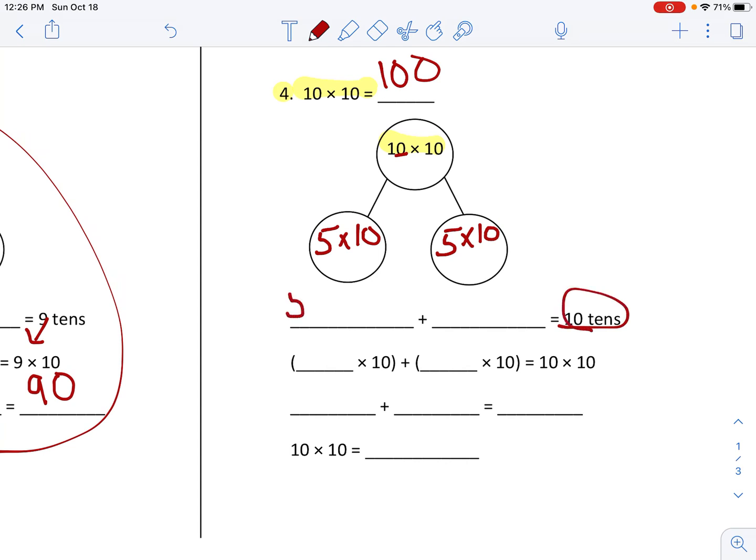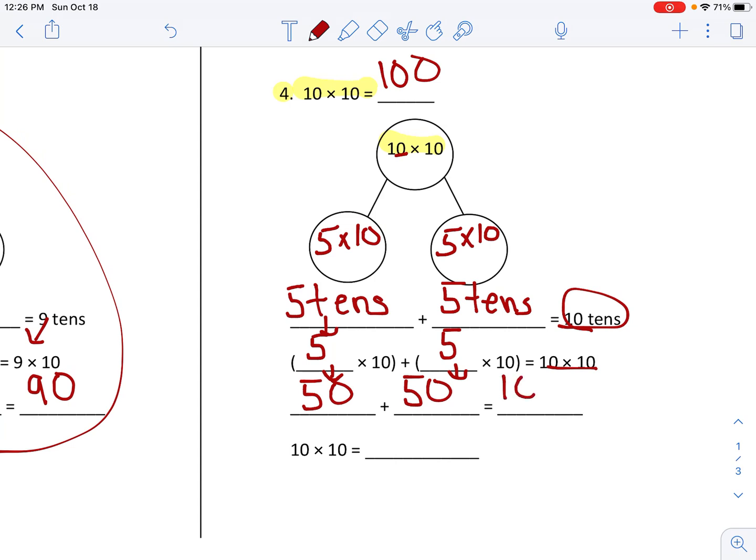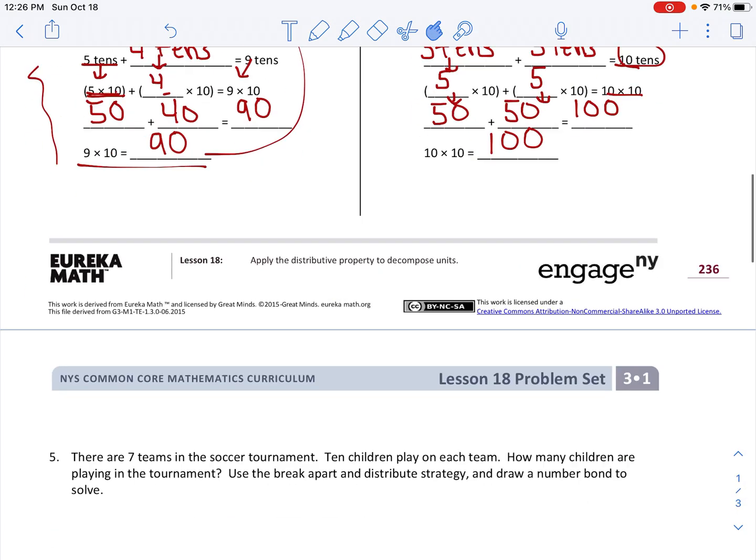So I have over here, if I look, 10 tens. That means on my first line they're going to want me to write 5 tens plus 5 tens equals 10 tens. And 5 tens in a multiplication sentence is 5 times 10. Again, plus 5 times 10 equals 10 times 10. 5 times 10: 10, 20, 30, 40, 50, plus 5 times 10: 10, 20, 30, 40, 50, equals 10 times 10. 50 plus 50 is 100. 10 times 10 is 100.